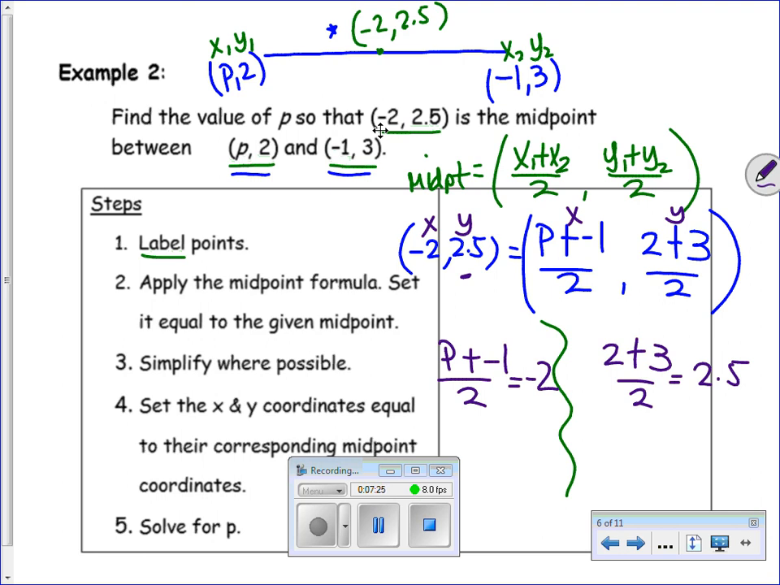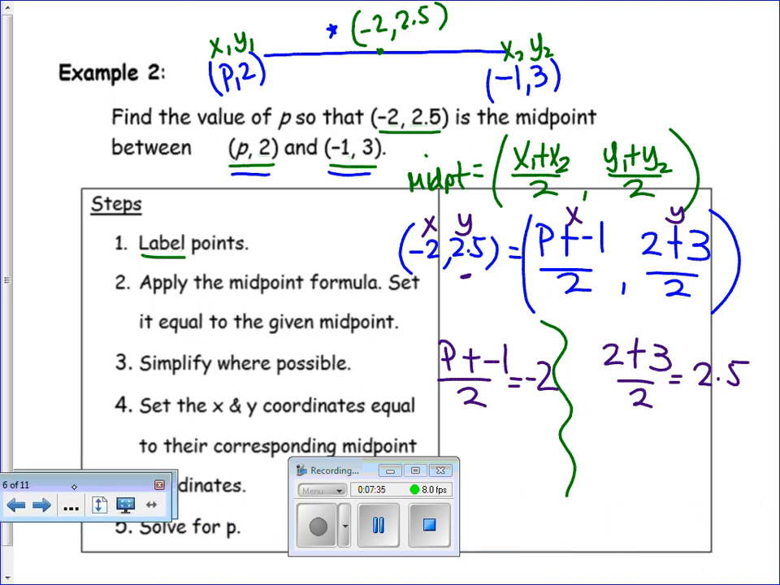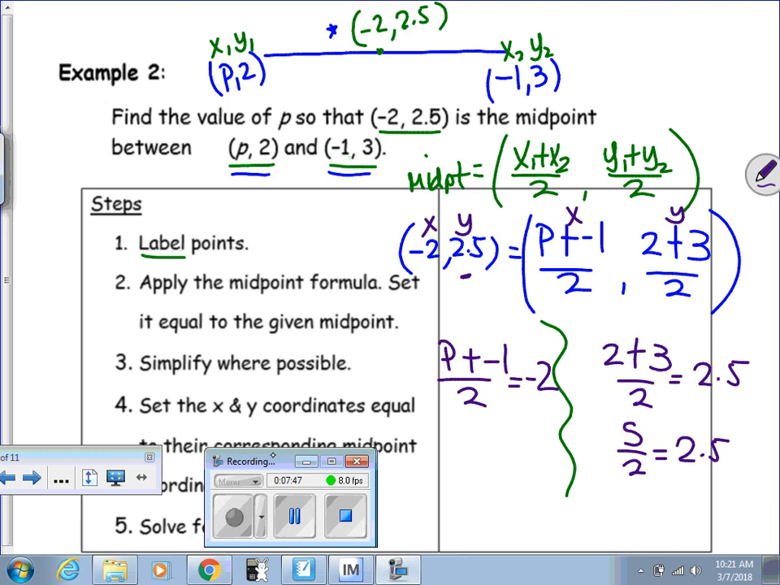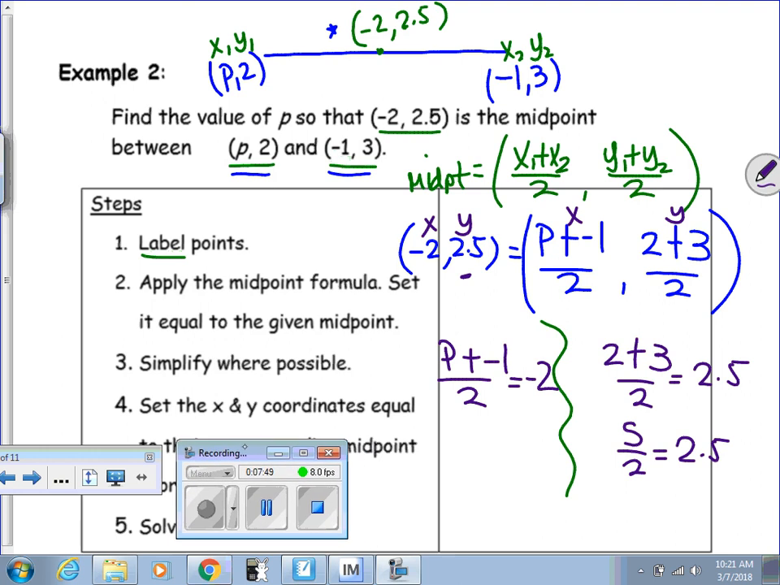So here, if we simplify, I'm going to move this out of the way really quick. If we simplify our y value, we would have the 2 plus 3, which is 5 over 2, and this has to be equal to 2.5, which we know is so. From here, we need to simplify our x value.